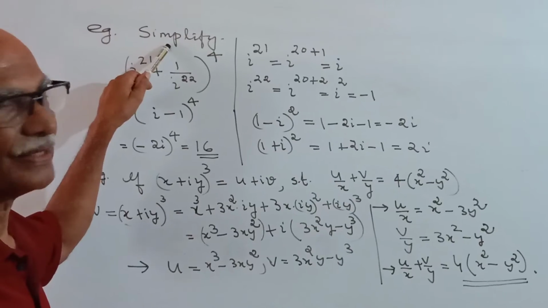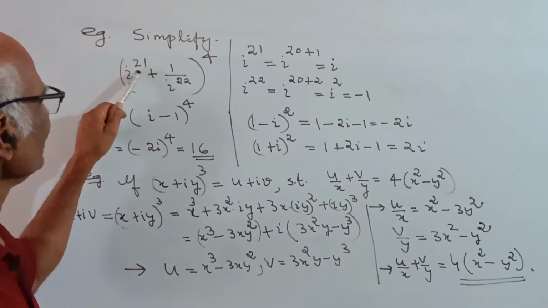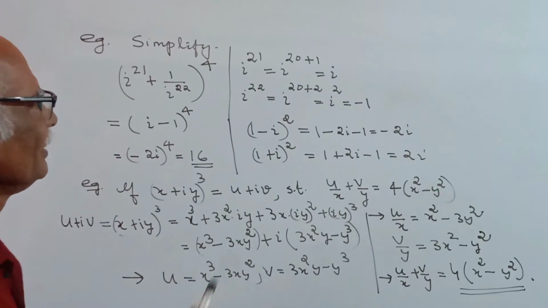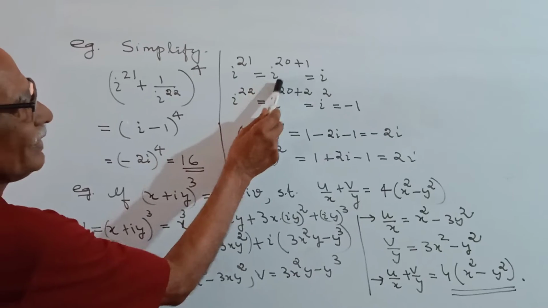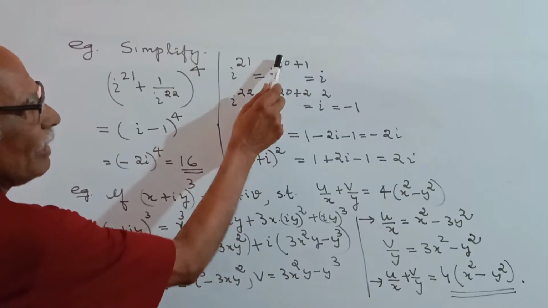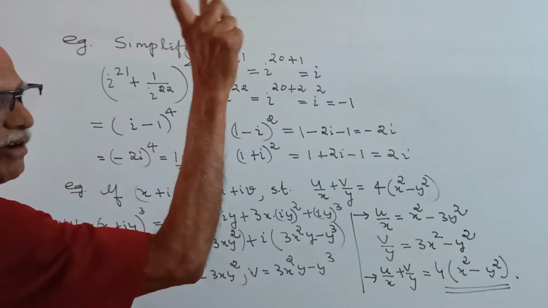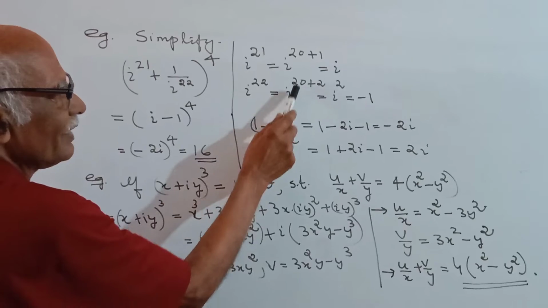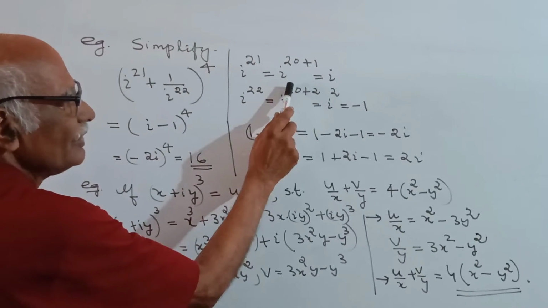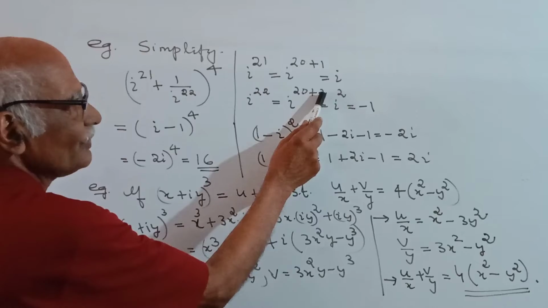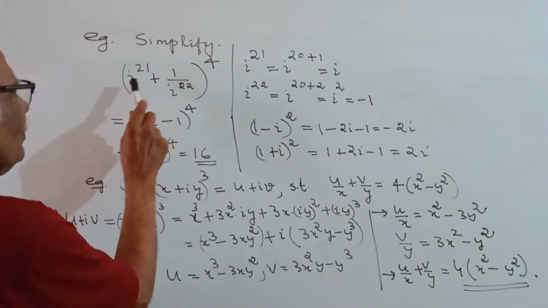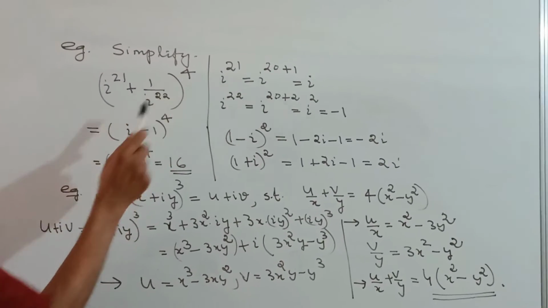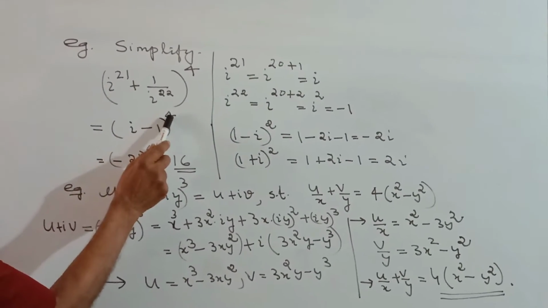Example 1. Simplify i raised to 21 plus 1 by i raised to 22, the whole raised to 4. Now we see i raised to 21 is i raised to 20 plus 1, and the multiple of 4 will vanish, leaving only 1. So it is i raised to 1, which is i. i raised to 22 is i raised to 20 plus 2, so this reduces to i squared, which is minus 1. So the expression is simply i minus 1, the whole raised to 4.